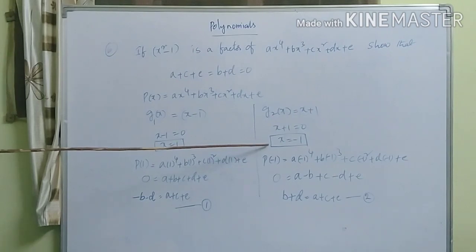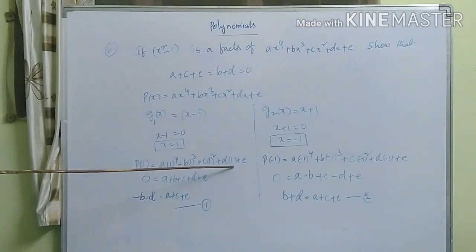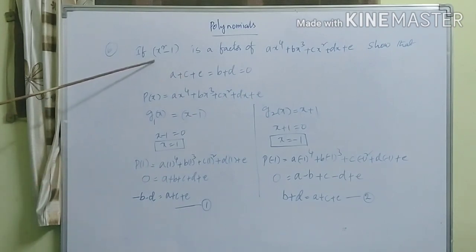So x square minus 1 is a factor, means equating g1 of x and g2 of x, both are equal to 0. So substitute 1 instead of x. P of 1 is equal to a 1 power 4 plus b 1 power 3 plus c 1 square plus d into 1 plus e. So P of 1 is equal to 0 by the given data. x is equal to 1 is a factor, means P of 1 is equal to 0. So remaining terms are a plus b plus c plus d plus e.